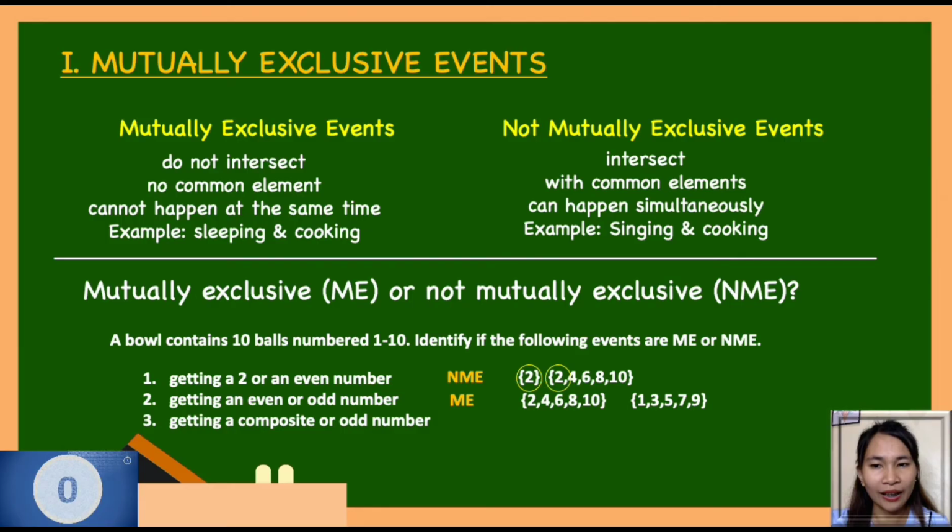And for the third one, getting a composite or odd number. Remember what we mean by composite? It has other factors aside from 1 and itself. From numbers 1 to 10, the composite numbers are 4, 6, 8, 9, 10, and the odd numbers are 1, 3, 5, 7, 9. Do they have a common element? The answer is yes, which is 9. Therefore, they are not mutually exclusive events.